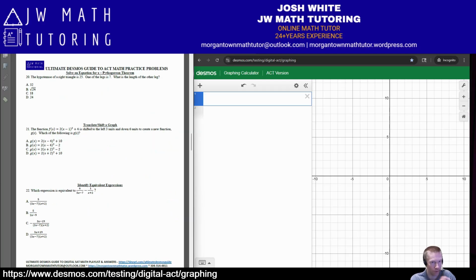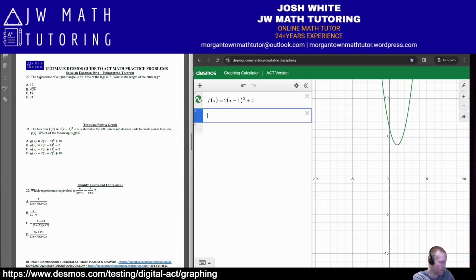So it's question number 21. Basically, they give you this original function. It's shifted left 3 units, down 6 units, okay? And they want to know what's the equation of this new function after those translations. So what I would do is, now, of course, if you know how to do this in your head and just look at it and figure it out, that's fine. You don't need to use Desmos, but this is just showing you how you can use Desmos if you want to.